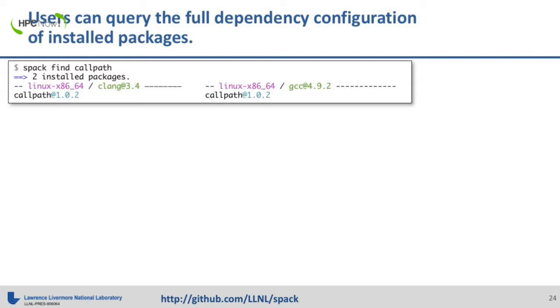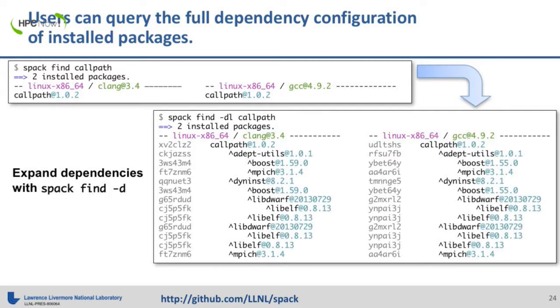So if you want to see the full dependency configuration, you could say Spack find callpath. You can see that there's 2 installed versions of that library. And then if you say Spack find -dl callpath, it will show you the full dependency, well, not really the full dependency DAG, but it's sort of a tree view of it in this particular view. And the hashes next to those.